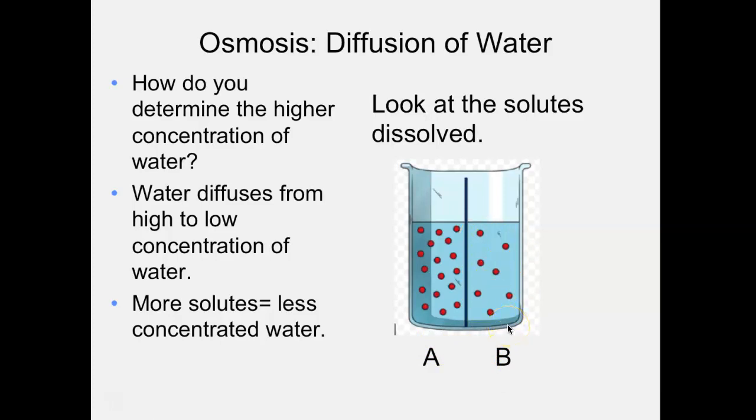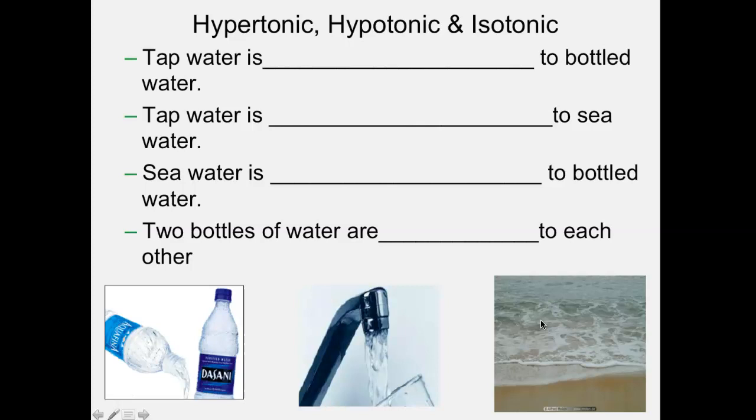Isotonic is if they had the same amount. We don't have a picture of isotonic here, okay? So let's move on to the other side and see what happens in this. Well, this is just a little practice.